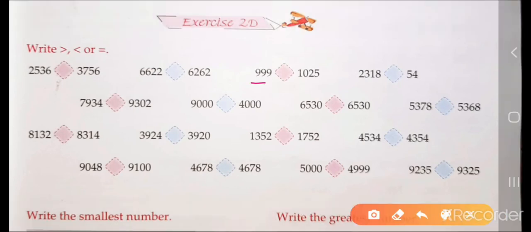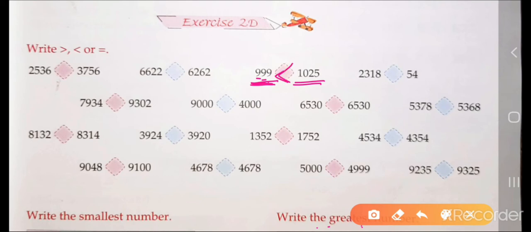This is a 3 digit number. Okay. There is nothing in the thousands place. So obviously this number is smaller than the 4 digit number. A 3 digit number is always smaller than a 4 digit number, so you don't have to check the place values. So put the symbol like this.